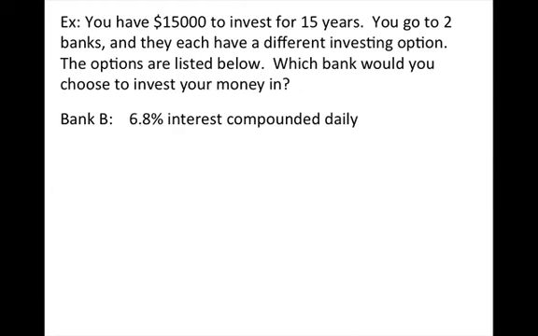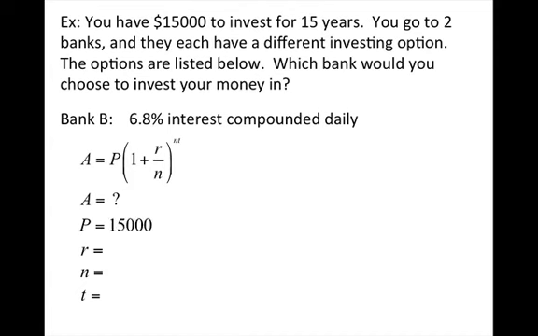So now let's look at Bank B. Bank B is offering me 6.8% interest compounded daily. So I see the word compounded, so I'm going to use the A equals P times 1 plus R over N raised to the NT power. My A is my final amount, and that's what I'm looking for. My P is my principal. It didn't change. I'm still investing the $15,000. This bank, the interest rate is 6.8%. If I divide that by 100, I get 0.068.